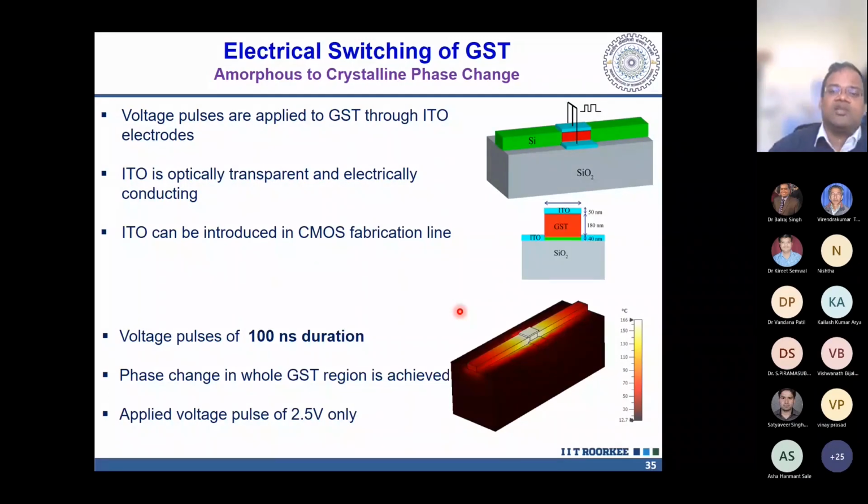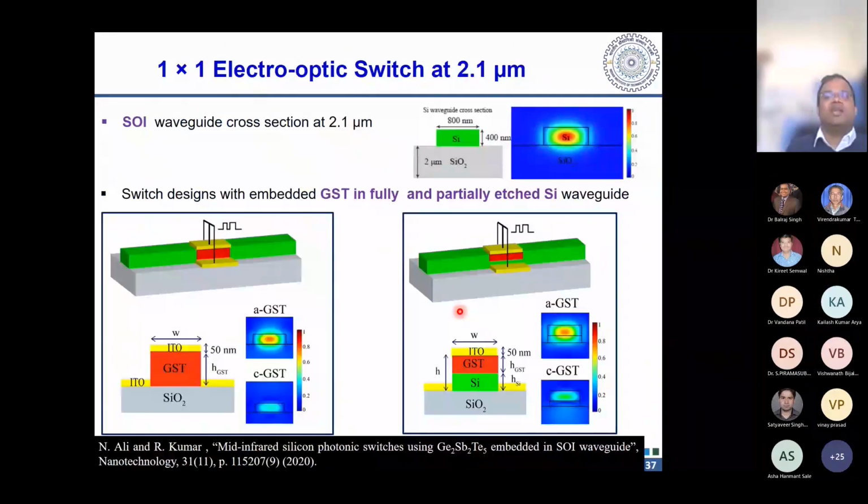So that was the work for 1550 nanometer. Now we are at 2.1 micron. Since we are going from 1.55 micron to 2.1 micron, the cross section of the silicon waveguide will also be changed. In the previous case, we had a 450 nanometer wide and 220 nanometer high waveguide. Here you can see these dimensions are higher. Now we have 800 nanometer width and 400 nanometer height, which is good enough for supporting single mode operation at 2.1 micron. Okay, so here there are two approaches, GST in the fully etched and GST in the partially etched case.